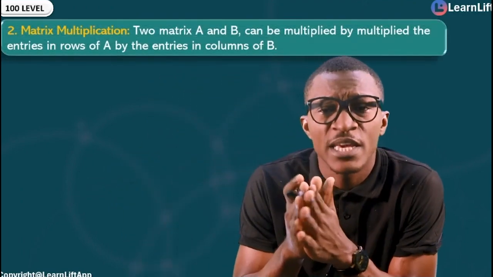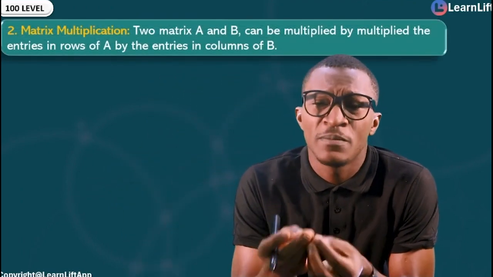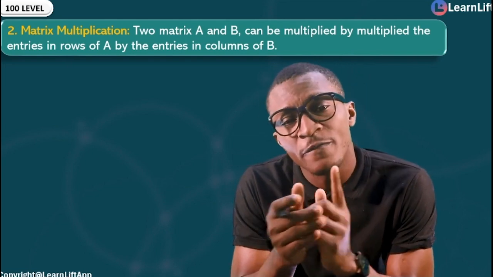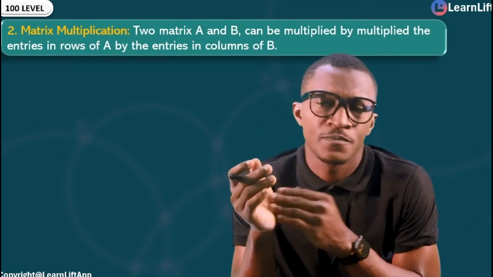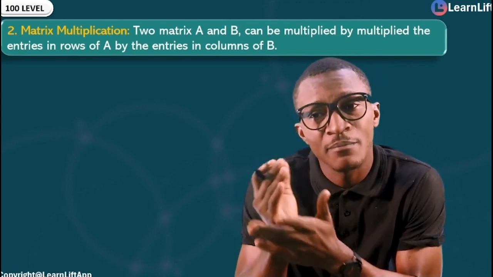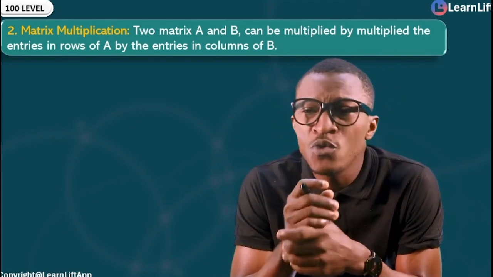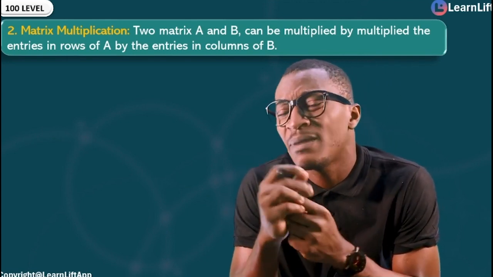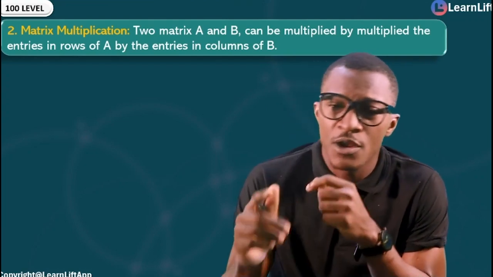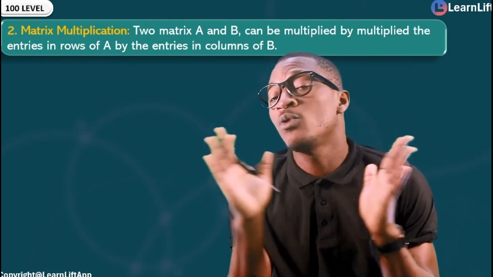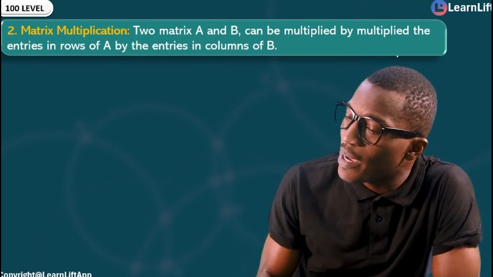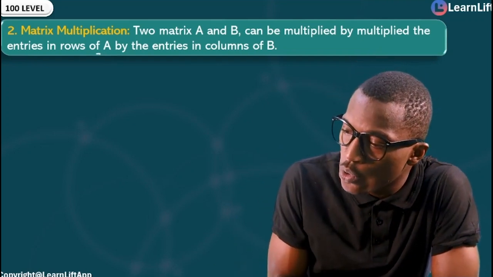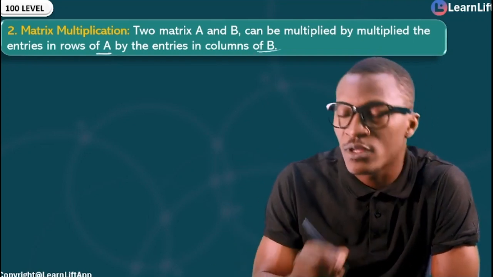Now, two matrices A and B can be multiplied by multiplying the row of the first matrix by the column of the second matrix. The rows by the what? Column. I'm going to explain that. I just want you to master the definition. Two matrices A and B can be multiplied by multiplying the entries of the row by the entries of the what? On the column.